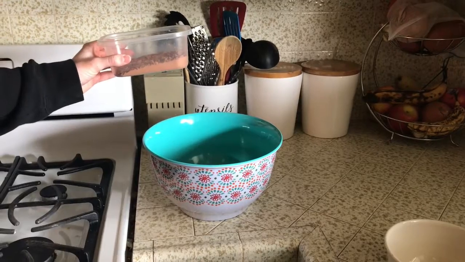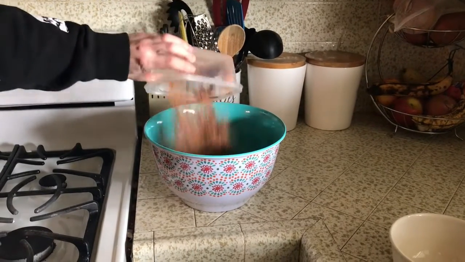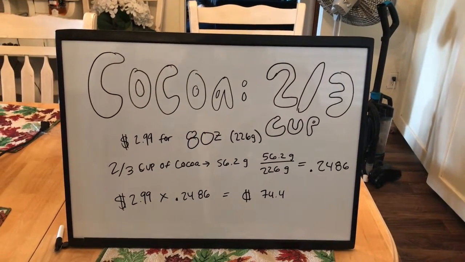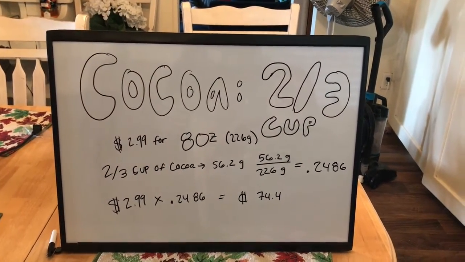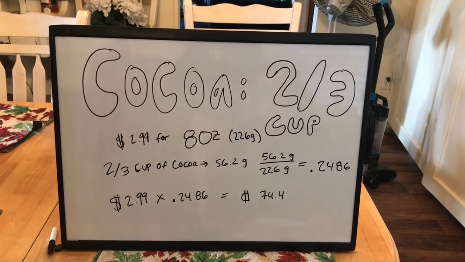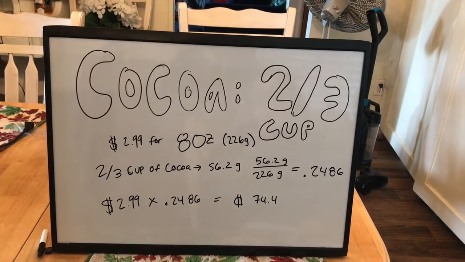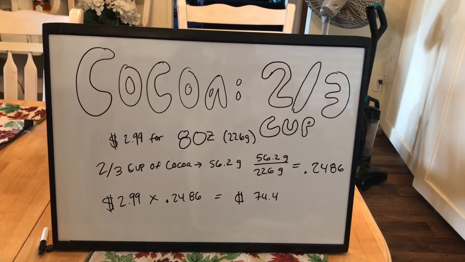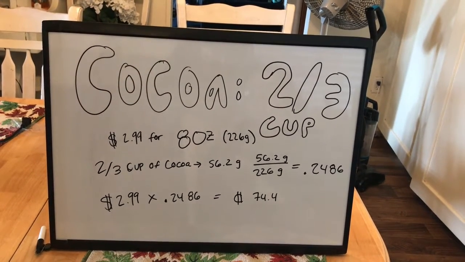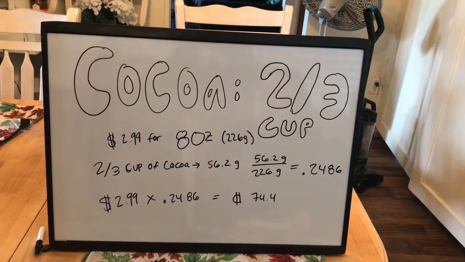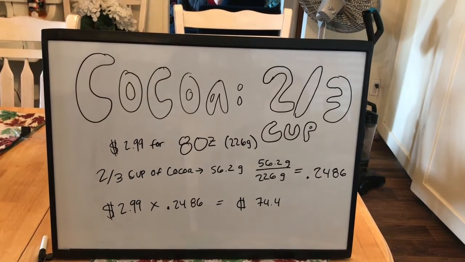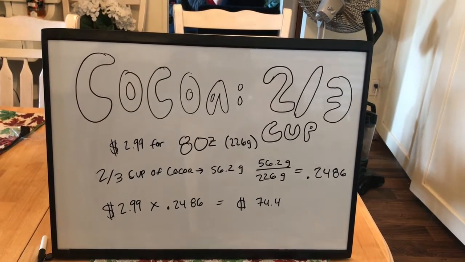Next is the cocoa. We need 2/3 of a cup of cocoa for these cookies. I bought an 8-ounce package of cocoa at the store for $2.99. 8 ounces is roughly 226 grams. 2/3 of a cup of cocoa is 56.2 grams. 56.2 divided by 226 equals 24.86%, roughly 25%. 2.99 times 0.2486 equals 74.4 cents. The cocoa for this recipe only costs 74.4 cents.